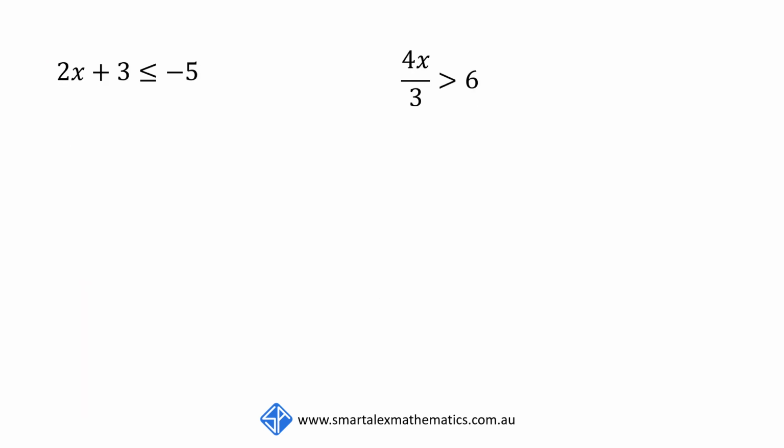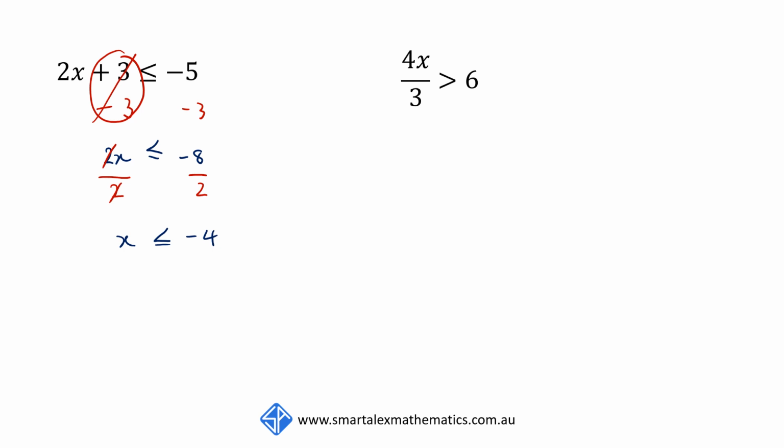Let's now look at some two-step linear inequalities. The first, I've got 2x plus 3 is less than or equal to negative 5. Here, we're first going to subtract 3 from both sides. This step does not reverse the inequality sign. We have on the left 2x and on the right is negative 8. The sign remains in the same direction. Next step, we're going to divide both sides by a positive 2. Again, this does not reverse the inequality sign, so our final solution is simply x is less than or equal to negative 4.